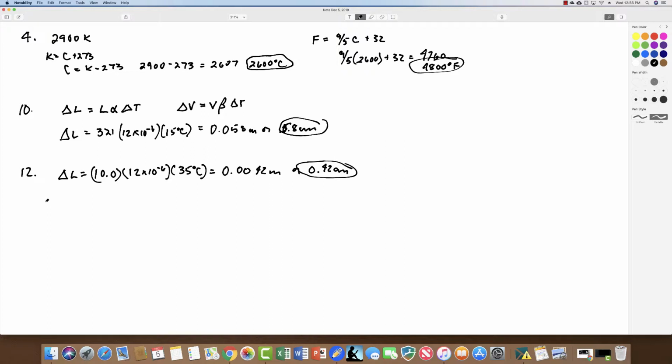Now number 19 is the next problem, and number 19 is a volume expansion problem. So we have to look at this equation as opposed to the previous. And what it says is that a physicist makes a cup of instant coffee and notices that as the coffee cools, the level drops 3 millimeters in a glass cup.